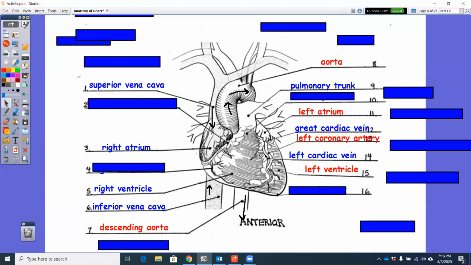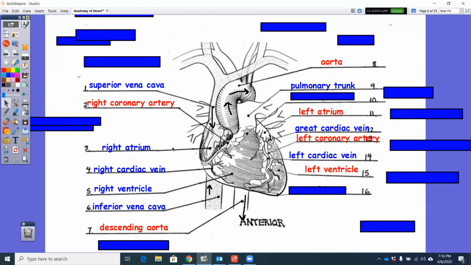So left coronary artery, left cardiac vein, and then we have a right cardiac vein and a right coronary artery as well on the right side to just supply the right side of the heart, the right myocardium, with oxygenated blood and getting that deoxygenated blood back to the coronary sinus and right atrium.